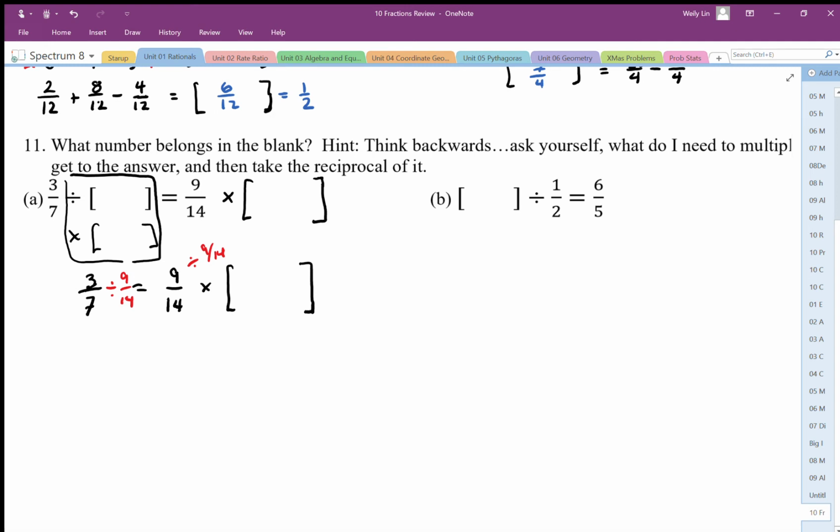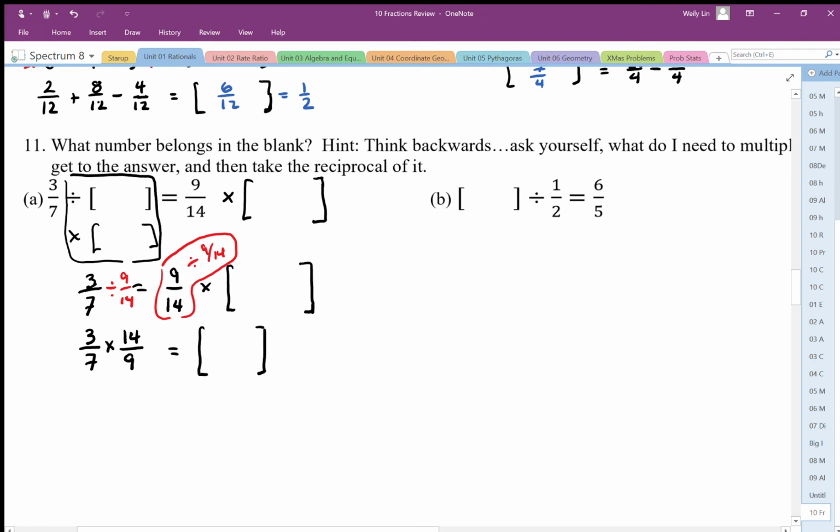So this again simplifies to just 1. So we end up with 1. 9 over 14 divided by 9 over 14 is going to be 1. And on the left-hand side, I'm going to re-express this as times because, again, it's much easier to do this as a times problem. So I get times 14 over 9, and that equals our unknown fraction here.